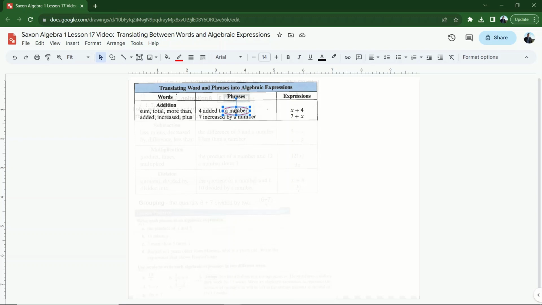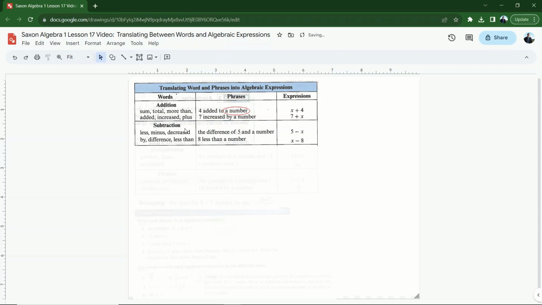Hey, here's the other thing about addition. Remember, addition is commutative. There's a commutative property of addition. That means it doesn't matter which order I put these in. 7 increased by a number, the language of that seems to be saying 7 plus some number. So I'm going to put the 7 first, but really it would be the same thing if I just said x plus 7, because I can add in the other order as well.